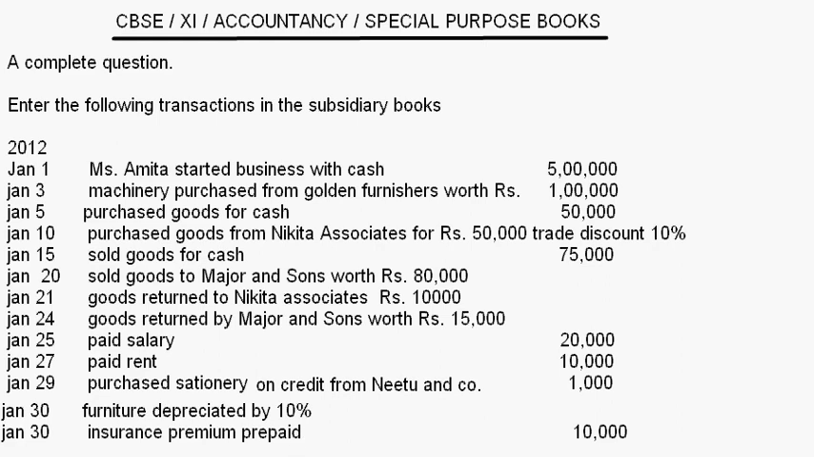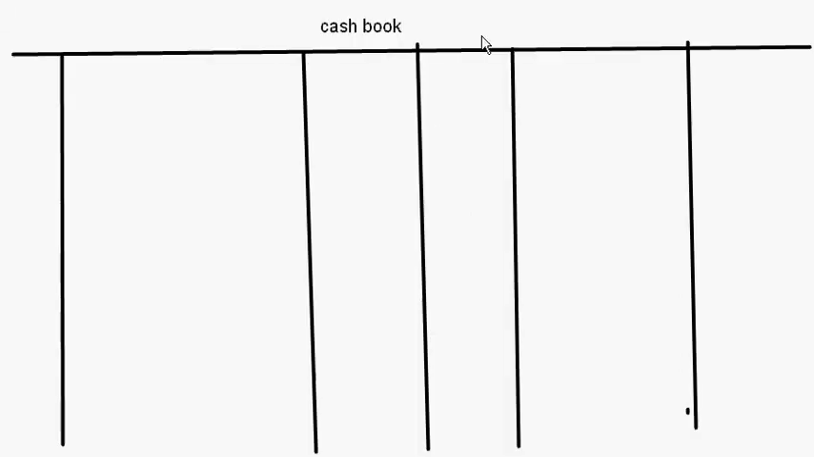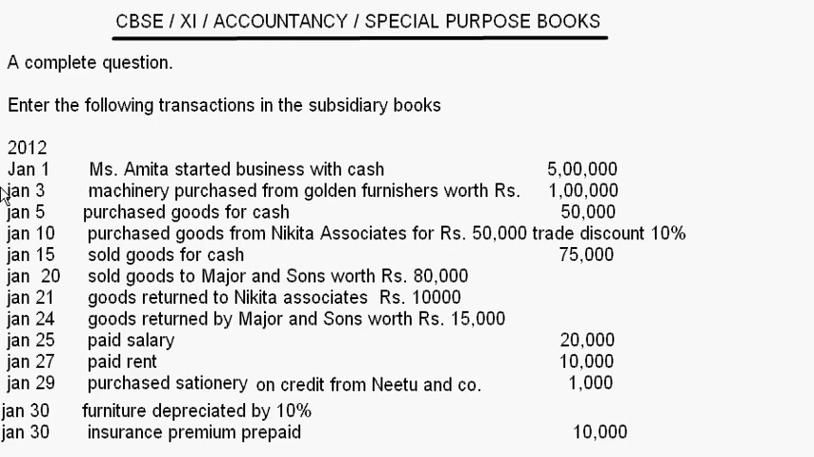Now we have to enter these transactions in the appropriate special purpose books. So first of all, let's see. I have made the cash book here, the format of the cash book. This is date, particulars, amount. Now let's see what are the transactions which will come here.